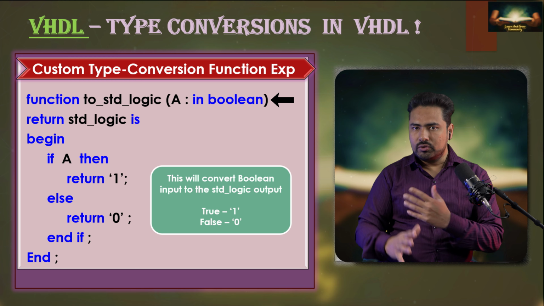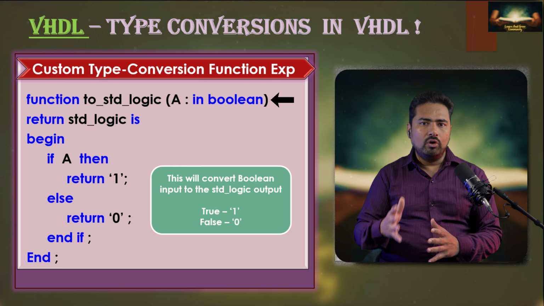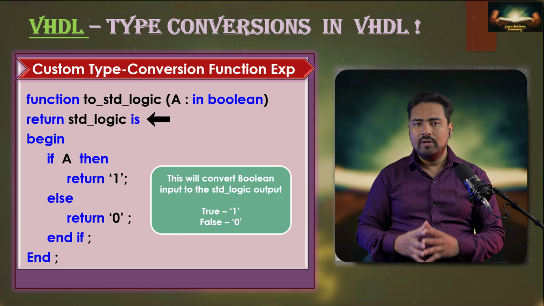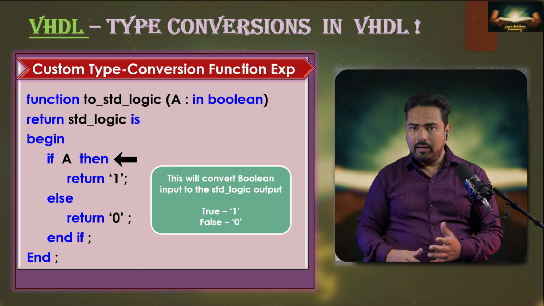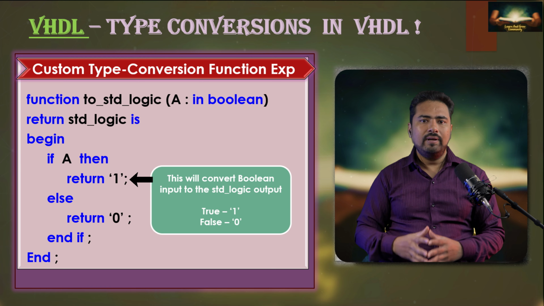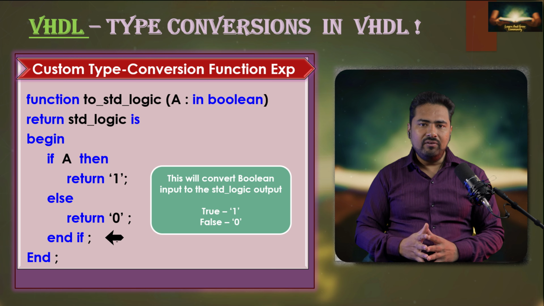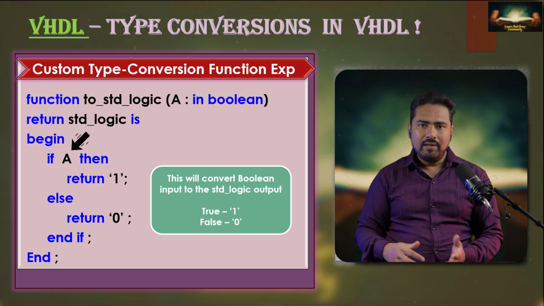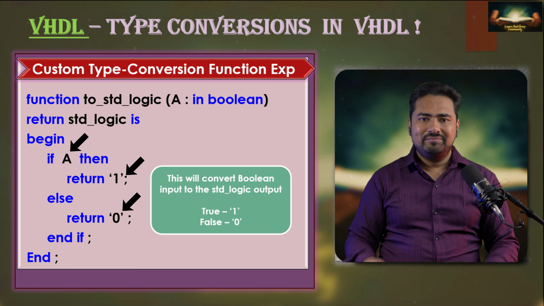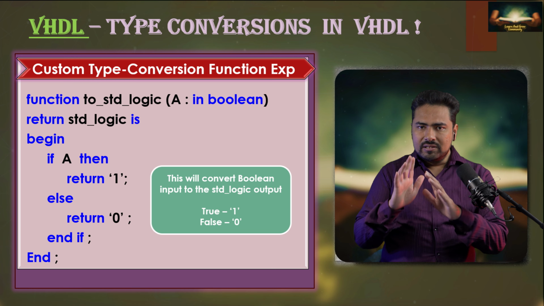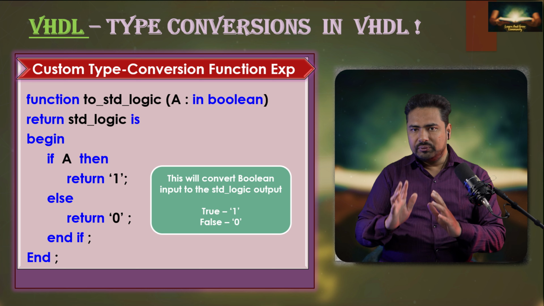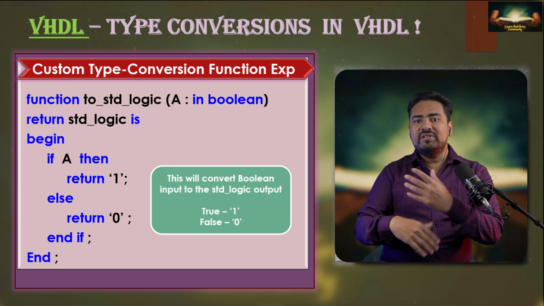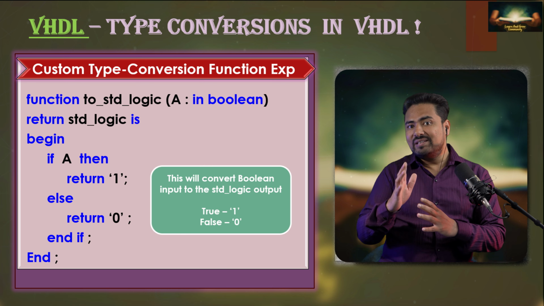function to_std_logic (a : in boolean) return std_logic is begin if a then return '1'; else return '0'; end if; end function. So this function is taking a boolean signal called a and converting it into a std_logic output. This is a very simple example just to give you some overview of it. So you can call this function now in your VHDL designs whenever it is needed, like you have seen in the previous slide. It is as simple as that.